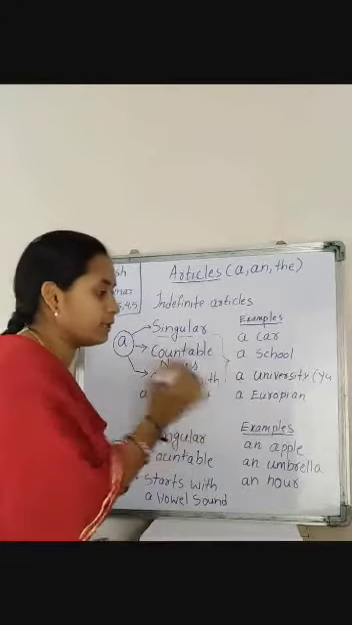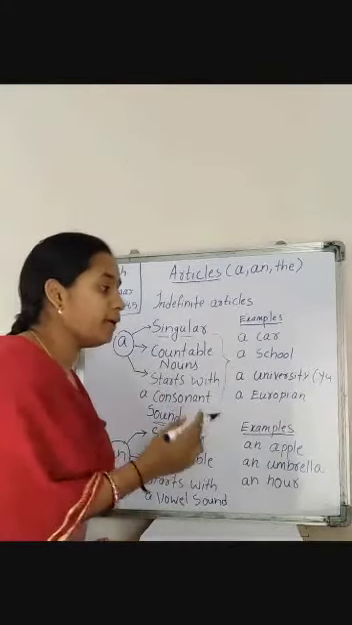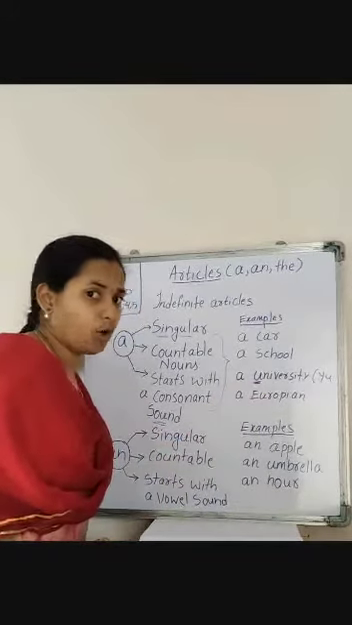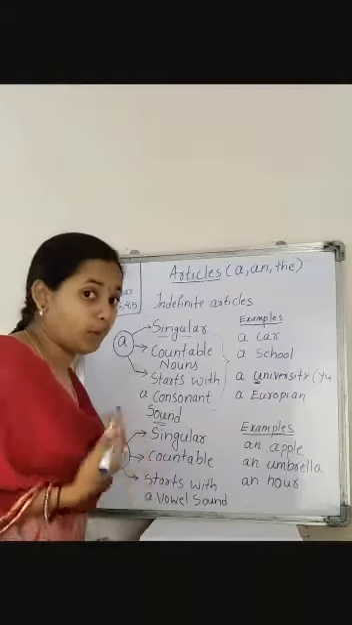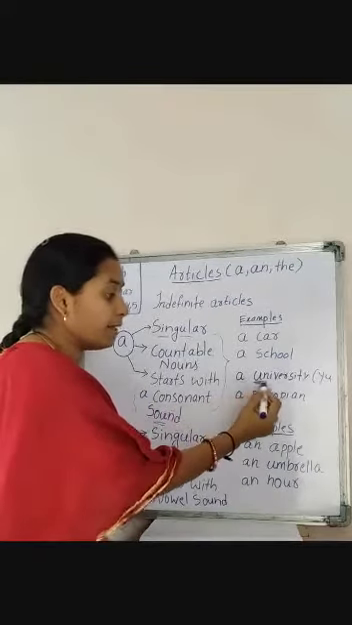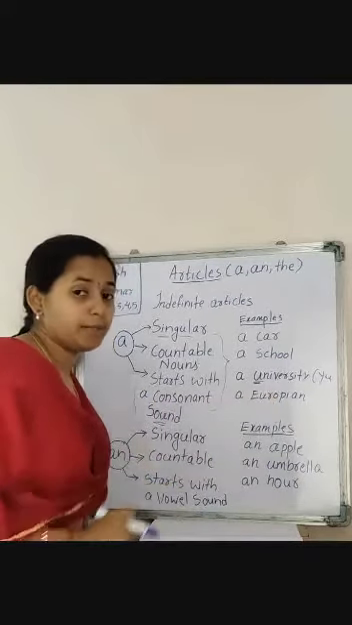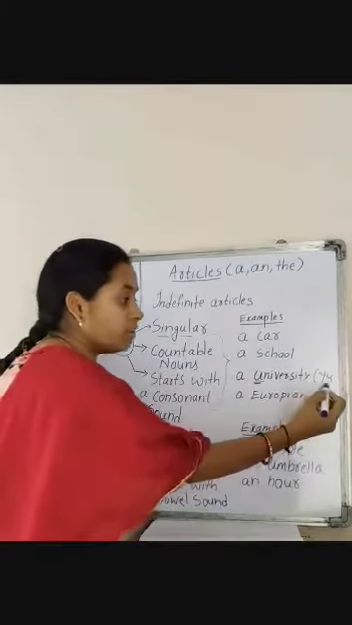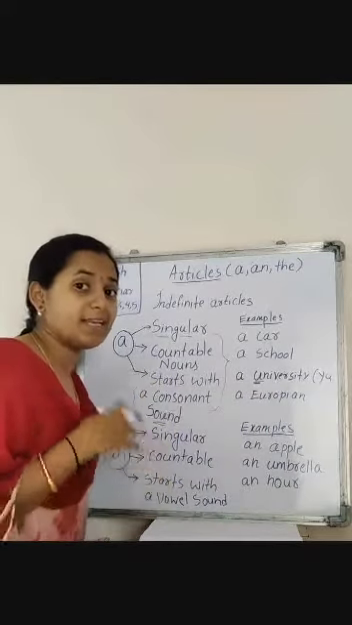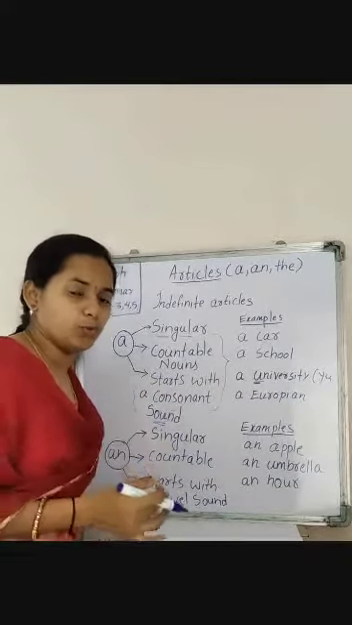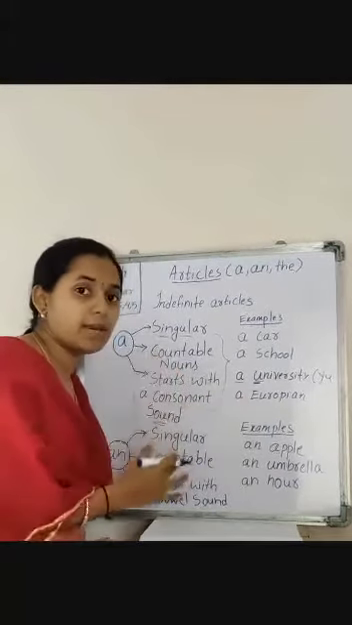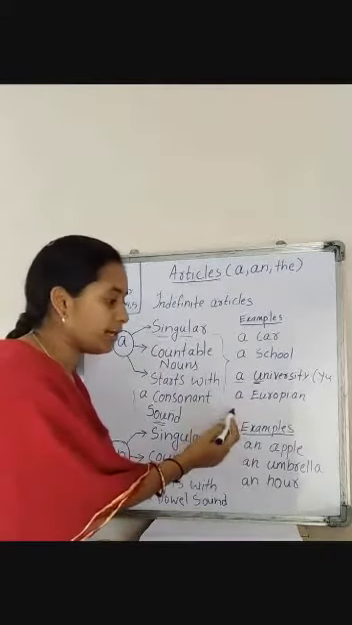But see the next one. What is the next example? A university. The particular letter U is not a consonant, right? That is a vowel. But why are we using a there? As I said, the third condition is that if the starting sound of the word is a consonant sound. So what is the sound here? U means yu. The sound is like Y. And Y is a consonant sound. So that's why we are using a here. And this is very important, kids. Okay, and what is the next one?